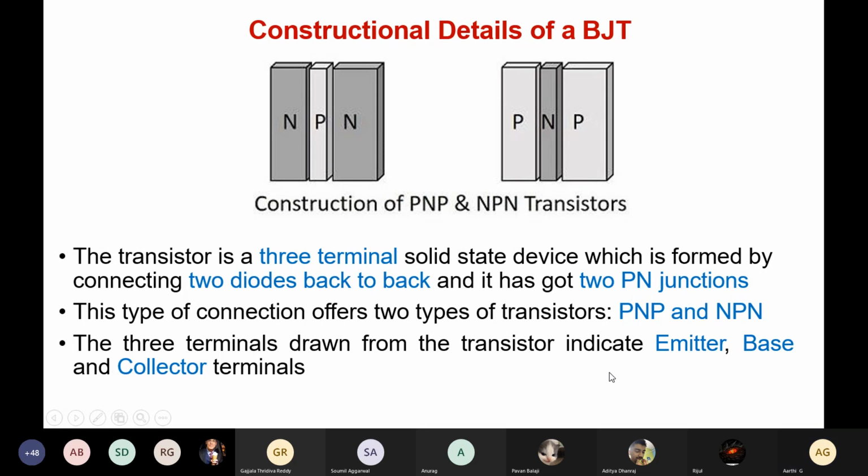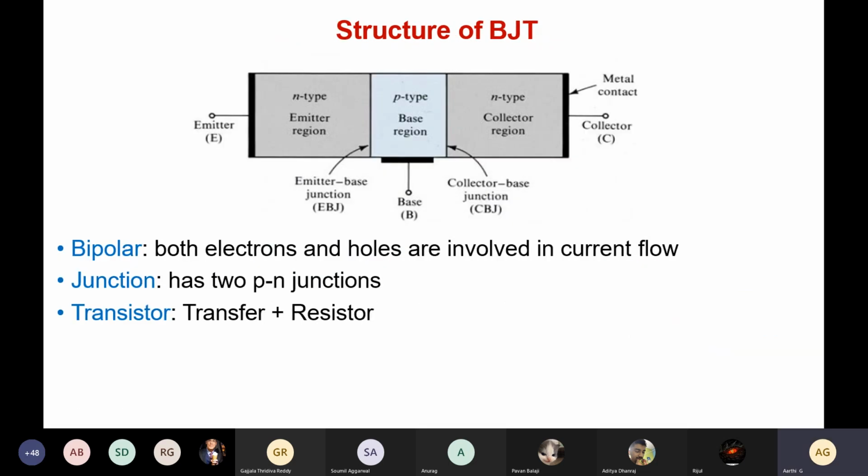Basic structure of a BJT. Please draw this basic structure. This is for an NPN type. The structure is shown here.